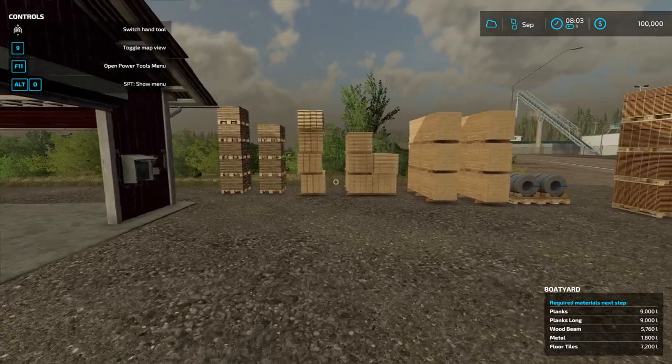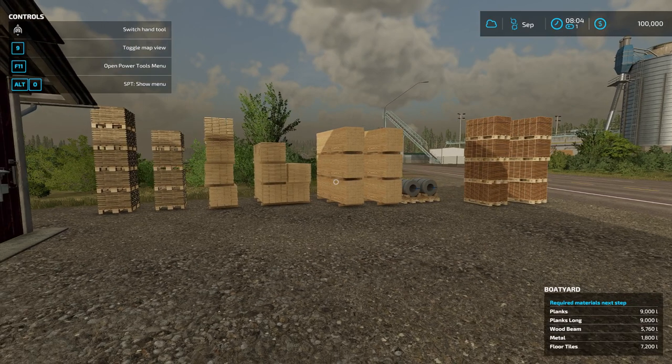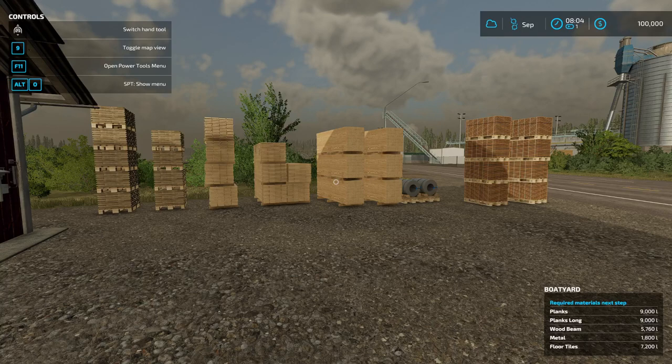So what I've done is I've cheated in all the supplies that we need for the first stage of the boatyard. And we're going to sell all those to the boatyard. And then once those are sold, we're going to play through. I'll speed through time as quickly as possible until we get to the next stage. And then we'll sell those. I'm not going to do anything else in between.